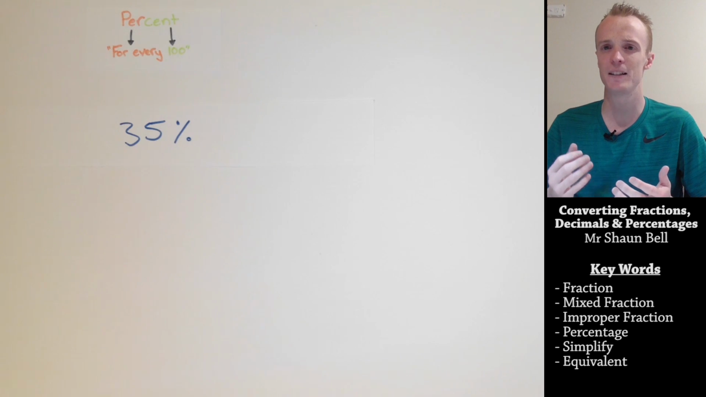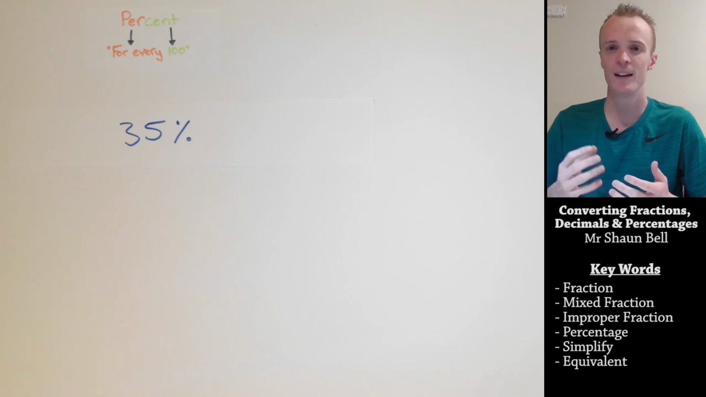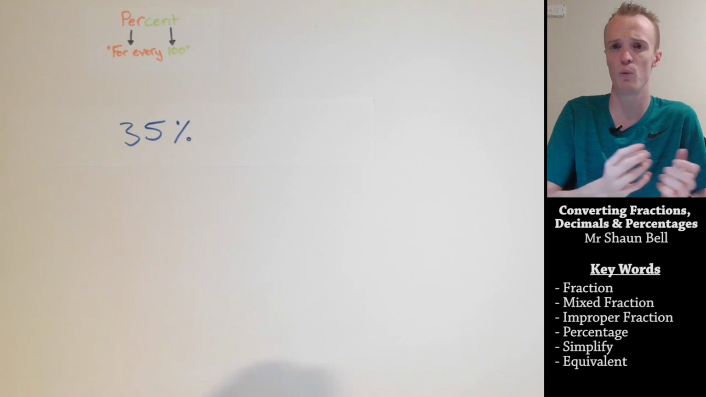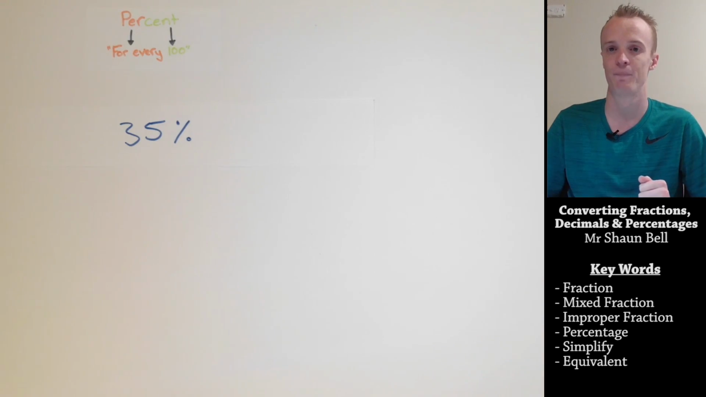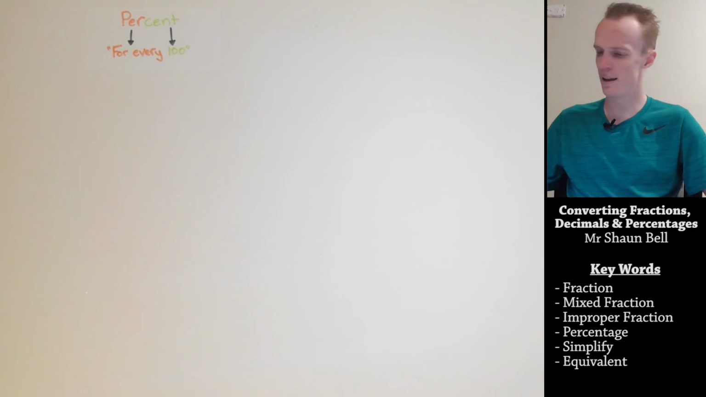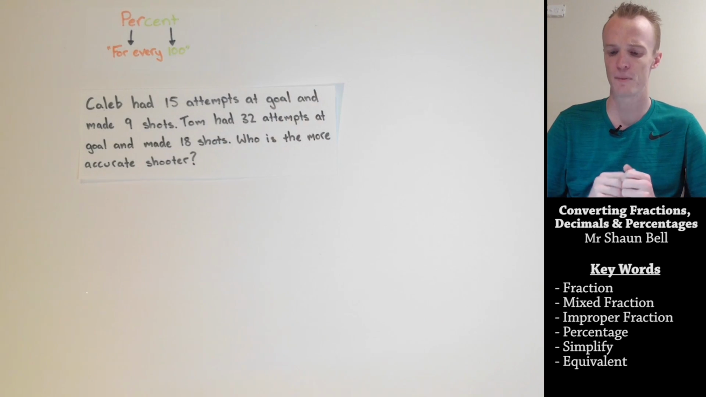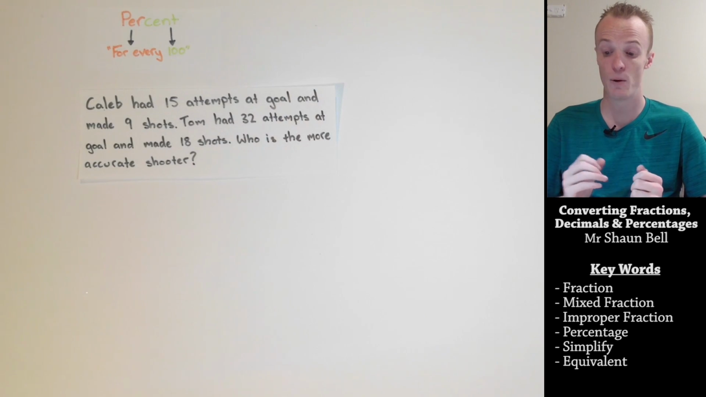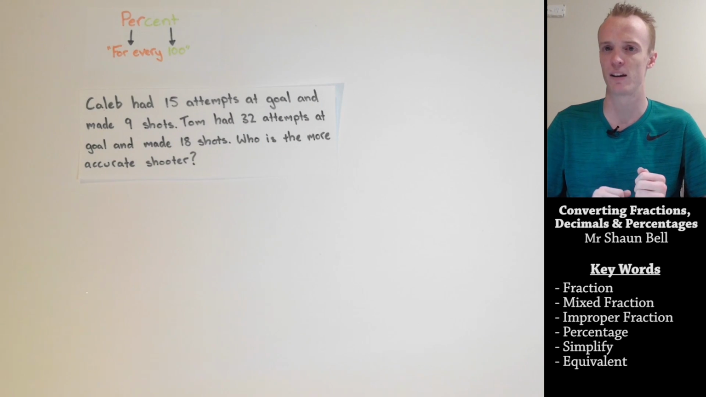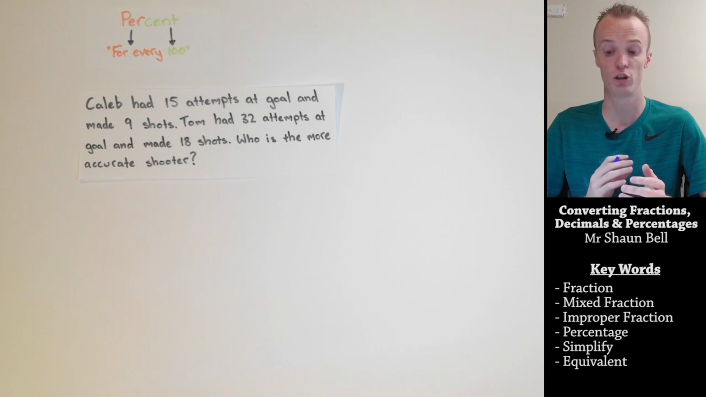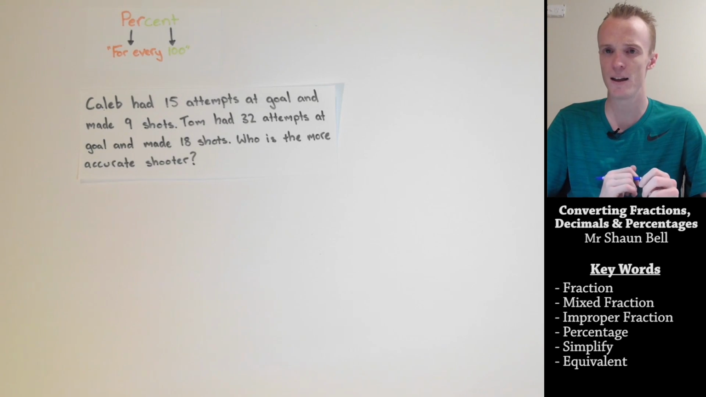Now, one of the many reasons why percentages might be useful is it allows us to compare two quantities with each other. For example, what if I had Caleb here that took 15 attempts at goal and made 9 shots? However, Tom took 32 attempts at goal and made 18 shots. Who here is the more accurate shooter? Well, clearly right now, Tom has made more shots than Caleb. But does that mean that he's the more accurate shooter?